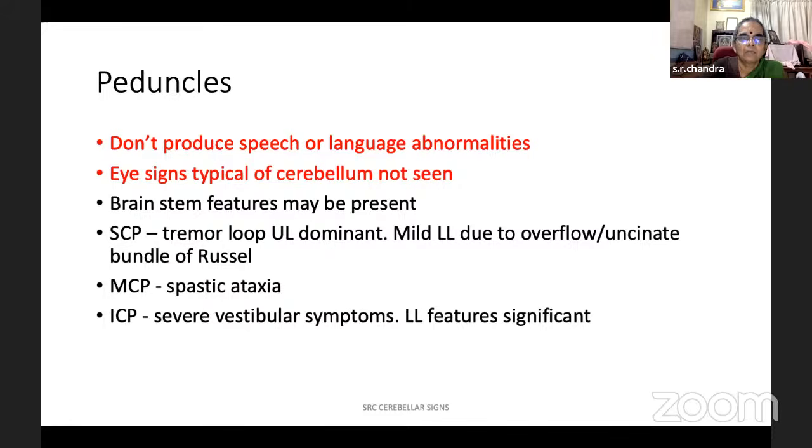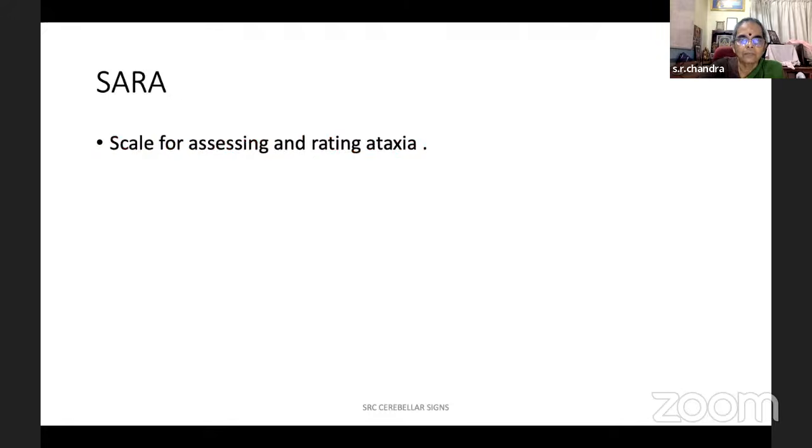Eye signs typical of cerebellar disease will not be seen in peduncles. So each peduncle has got a group of abnormalities. Superior cerebellar peduncle is upper limb incoordination, and middle cerebellar peduncle is spastic ataxia. Inferior cerebellar peduncle is predominantly vestibular symptoms and lower limb features. But if the patient has speech and language abnormality or eye signs typical of cerebellar disease, you will have to invoke the hemispheres and it cannot be confined to the peduncles. So SARA is a scale for assessing and rating ataxia. Various parameters are there, by applying which you can quantify the dysfunction at one point of time.